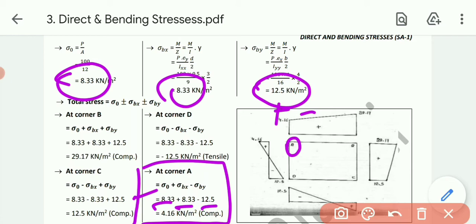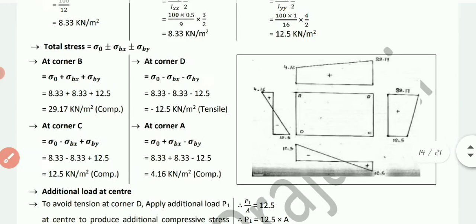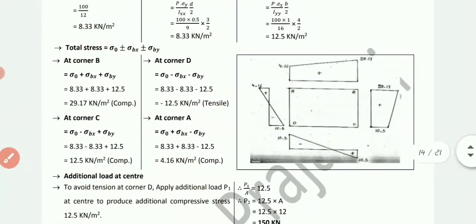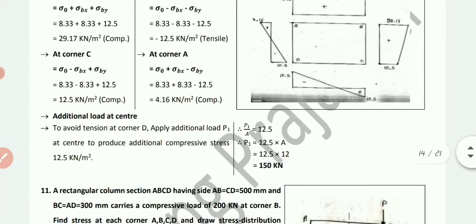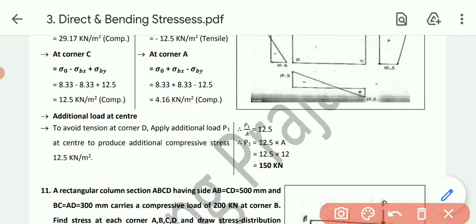Let's put down the value. I got the answer positive 4.16 kilonewton per meter square, and as it is positive, we keep it as compressive. And then we need to draw the diagram. But before drawing the diagram, they have asked us for the additional load at the center.